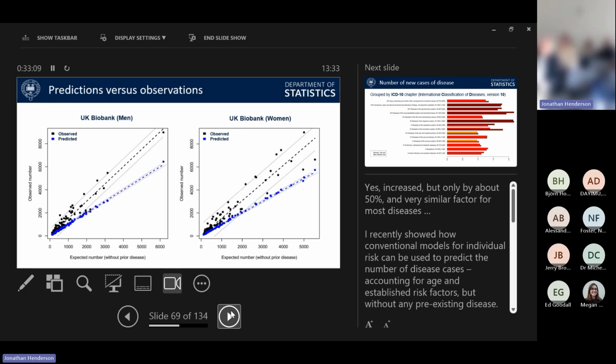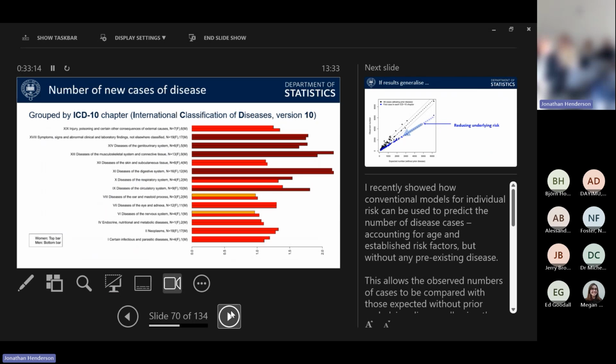Now, if you break it down by classification of disease, according to the International Classification of Diseases version 10, the diseases are grouped into various chapters, as they refer to them. So you've got diseases of the circulatory system, the digestive system, the musculoskeletal system, etc. And when you break it down in that way, there are differences. But the increase is still typically somewhere between 1 and 2. So first of all, it's not that big. And it's also fairly similar.